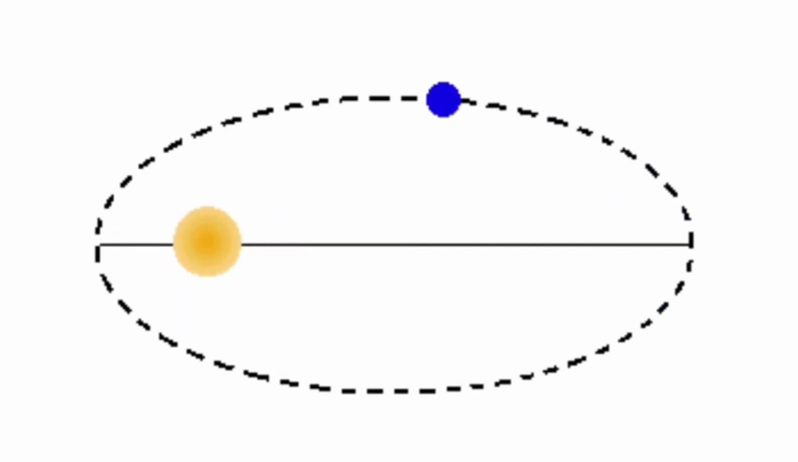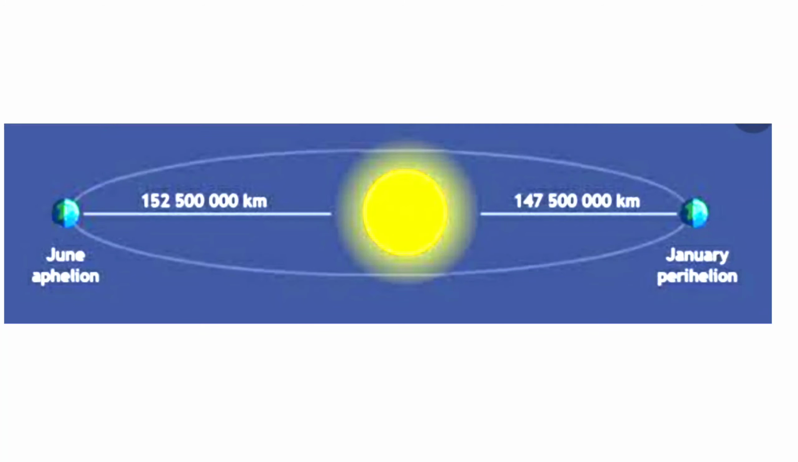And you have to know two terms here, perihelion and aphelion. The Earth is said to be in perihelion when its distance from the sun is minimum, approximately 147 million kilometers. And the Earth is said to be in aphelion when its distance from the sun is maximum, approximately 152 million kilometers.